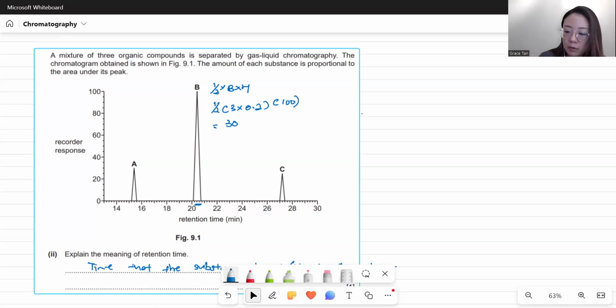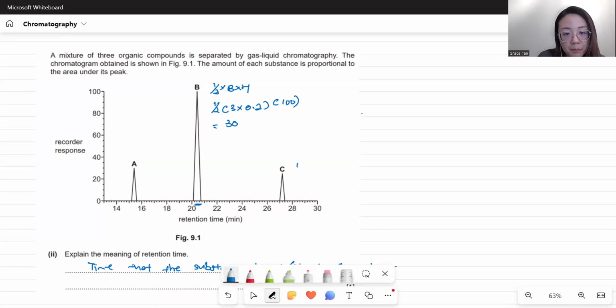Now, if we were to do C, half times base. The base over here, very clear, is 2 small boxes. The height, if you take a ruler, is 25. This would be 5, the area for C. And the area for A, half times base. If you look at the x-axis on A, it covers 2 small boxes, and each small box is 0.2. The height is 30 on the y-axis. Therefore, the area is 6.